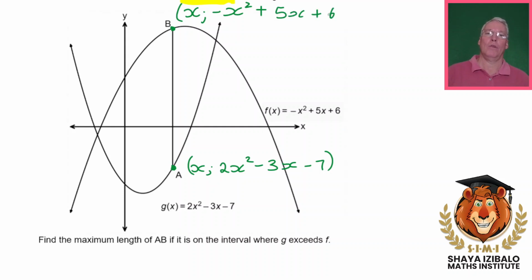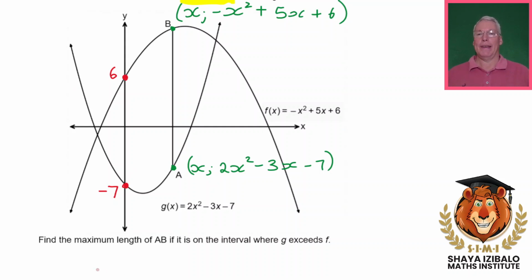Now I just want to show you that the length of a vertical line will just be the difference in the y values. Suppose we had this point over here, which would be an easy point to work out. This point would be 6, and this point here would be negative 7. If we just take the bigger y value minus the smaller y value, 6 subtract negative 7, these graphs are 13 units apart at that point.